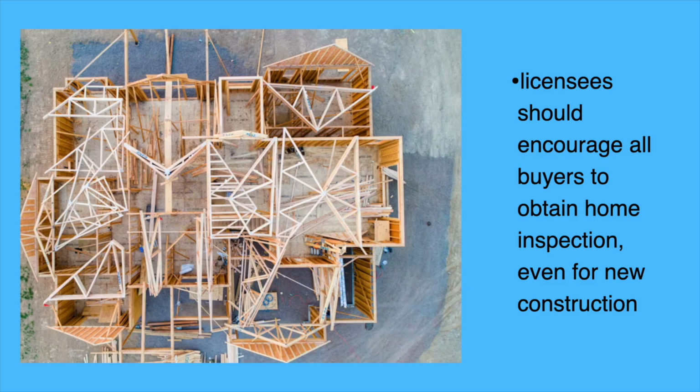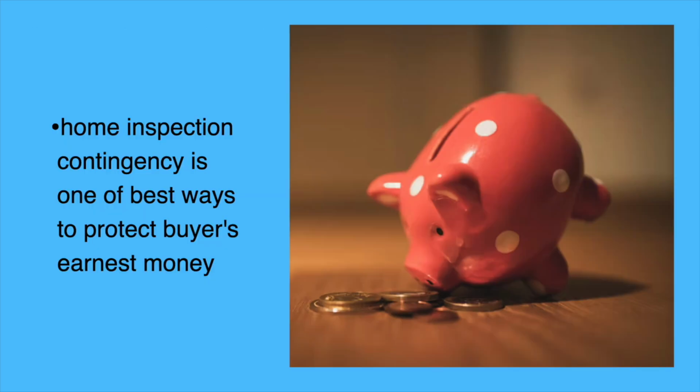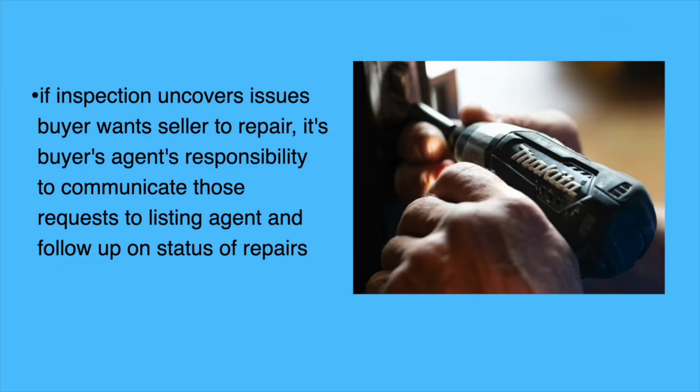Licensees should encourage all buyers to obtain a home inspection, even for new construction. A home inspection contingency is one of the best ways to protect the buyer's earnest money. If an inspection uncovers issues the buyer wants the seller to repair, it's the buyer's agent's responsibility to communicate those requests to the listing agent and follow up on the status of the repairs.